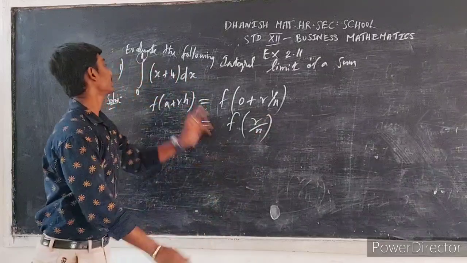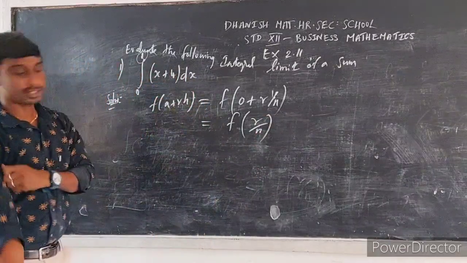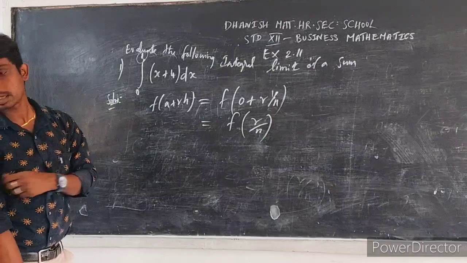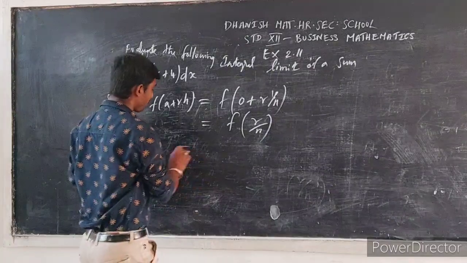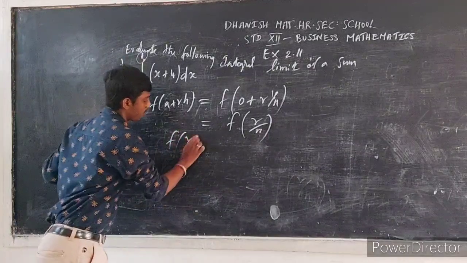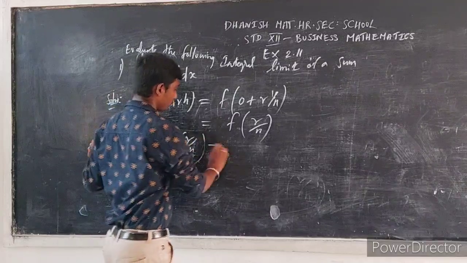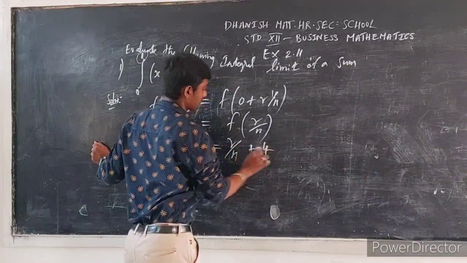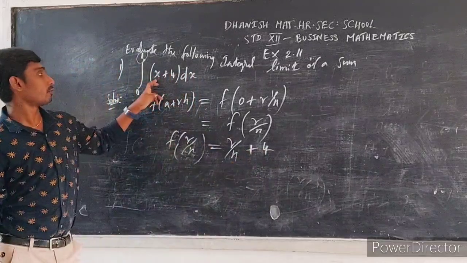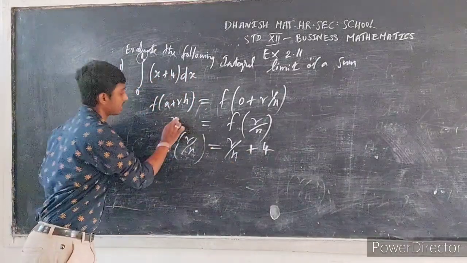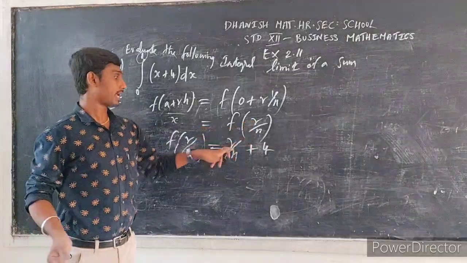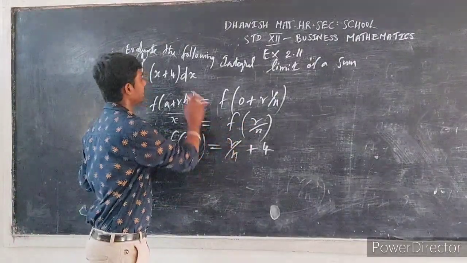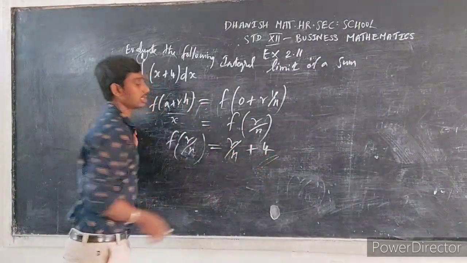So here the question is given f of x means x plus 4. So what is the value of x plus 4? Let's write like this: f of r by n equal to, you have to write like this, r by n plus 4. So what is the remaining value here? f of x, this one is x. You are substituting the r by n here. Then the remaining is plus 4.